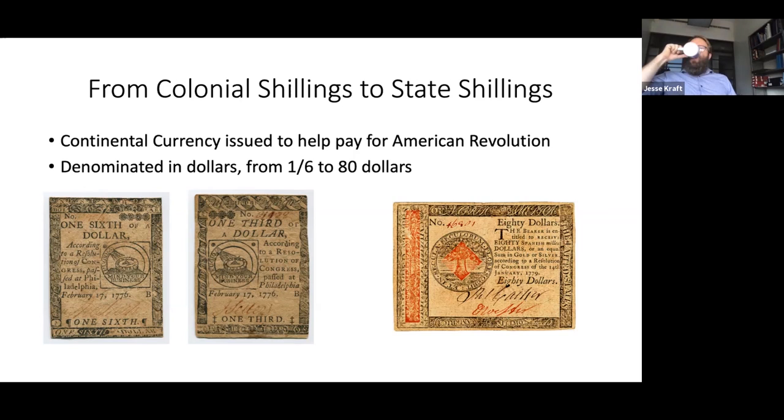Continental currency was used to pay for the American Revolution, and it was denominated in dollars from as low as 1/6 of a dollar up to $80. But a sixth of a dollar or a third of a dollar or $80 might sound like such obscure denominations, though they actually made complete sense when you calculate them in these different state shillings and pence systems. For example, 1/6 of a dollar was worth one New England shilling. One-third of a dollar is worth 2 New England shillings, and $80 is actually worth exactly 100 New York shillings. So they made sense to the early Americans at the time, even though they sound like such bizarre denominations to us now.